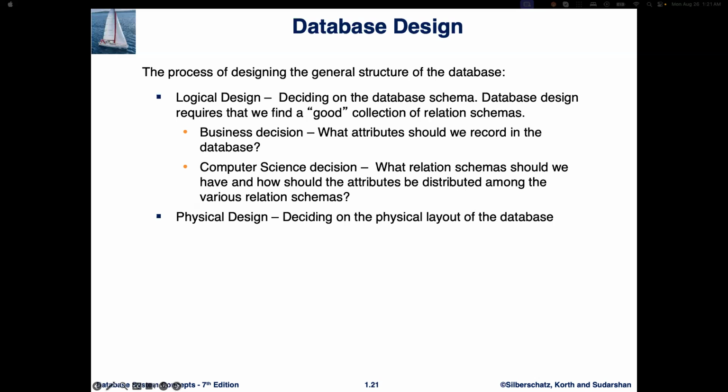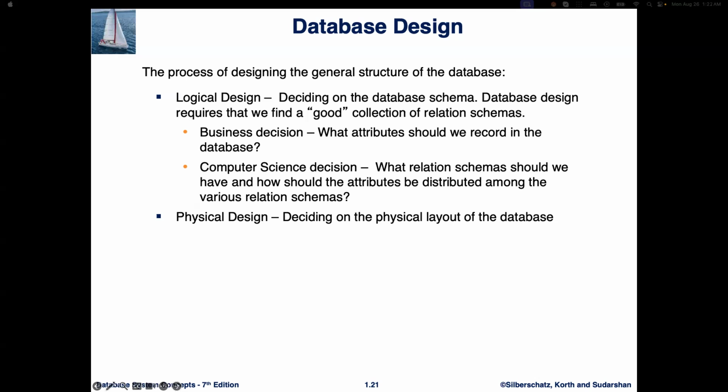And computer science decisions: determine the optimal way to organize these attributes into relation schemas, like tables. This involves deciding what tables to create and how to distribute the attributes among these tables to ensure data integrity, minimize redundancy, and improve query performance.